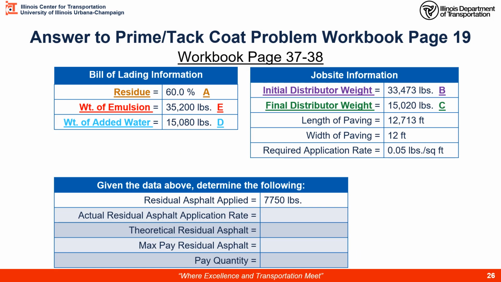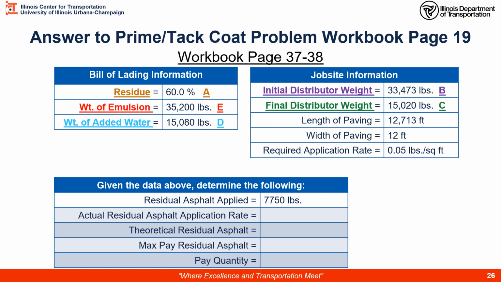So we take the value we calculated, which is the actual asphalt applied, the residual applied, 7750, that goes here. Next, we need to take the length and width of our paving job and the rate of application to determine the theoretical rate that should have been applied. And we will also take this area and determine what the actual rate of application was. And then we'll calculate what the maximum pay could have been off of the theoretical.